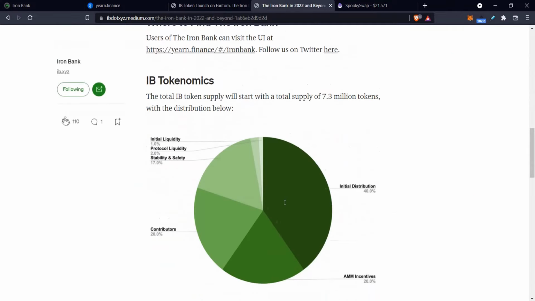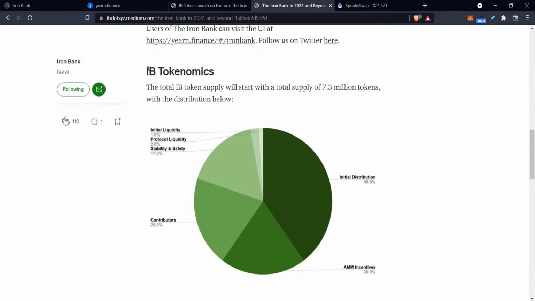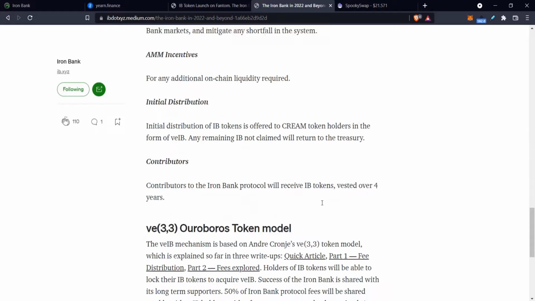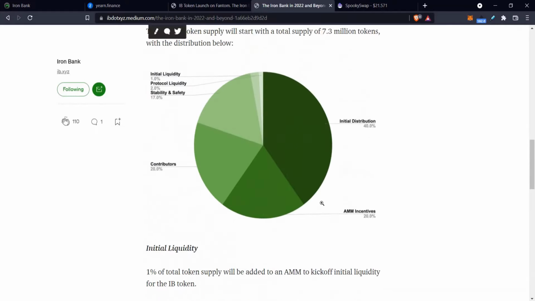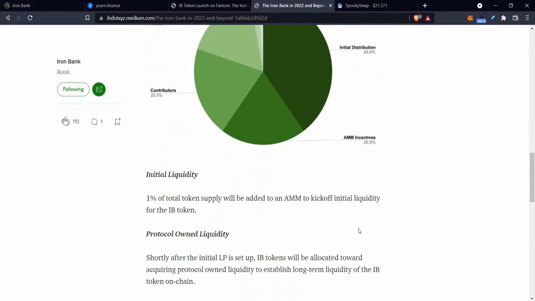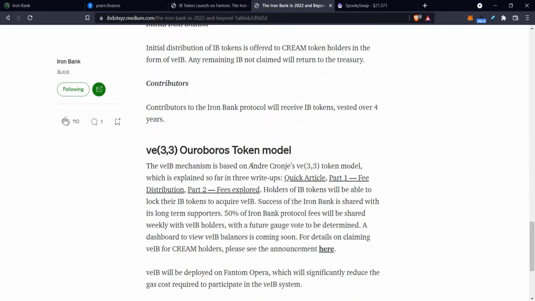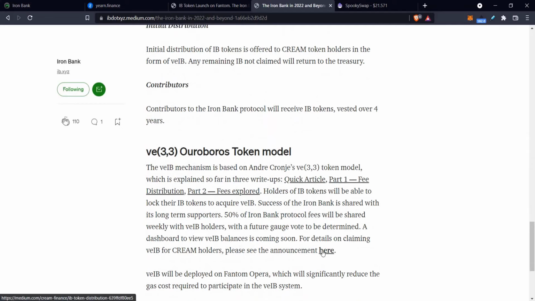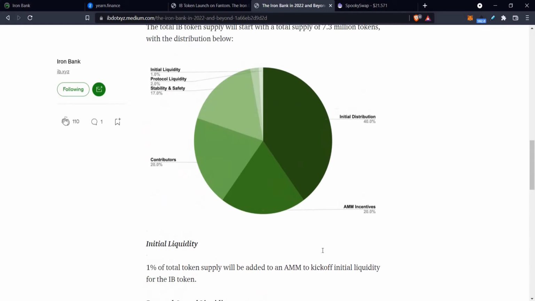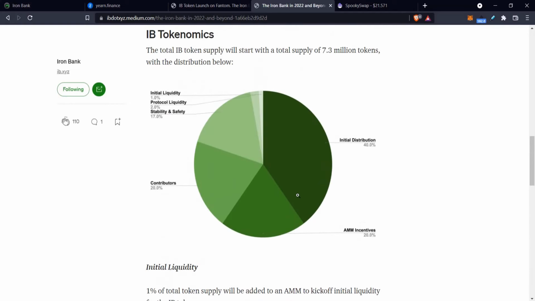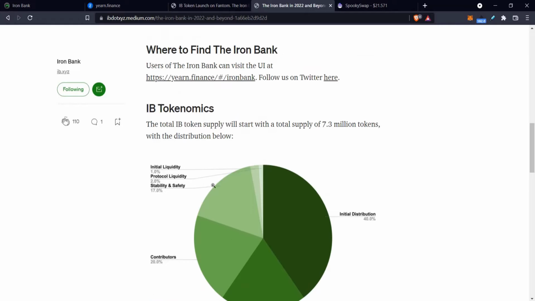Now, they do have an article here that talks about the IB tokenomics. You can go through this carefully and read all this if you want and try to understand things better. They do talk a little bit here about Ouroboros and the system of this Ouroboros. But like I said, I'm going to link to my video at the end of this and you can watch that. So this is basically the initial distribution of all these tokens that they're giving out right now. And then they're going to incentivize AMAs in the future. I'm going to give some to contributors, and stability and safety.